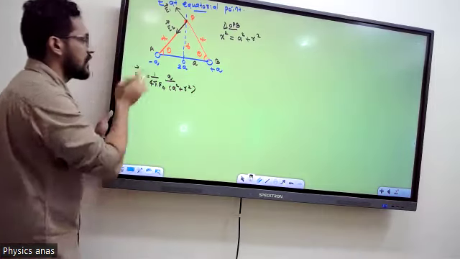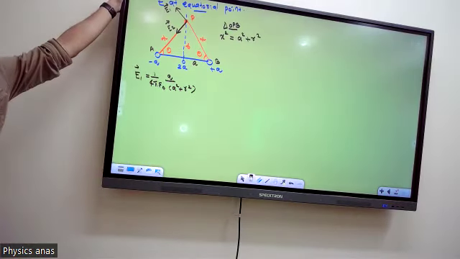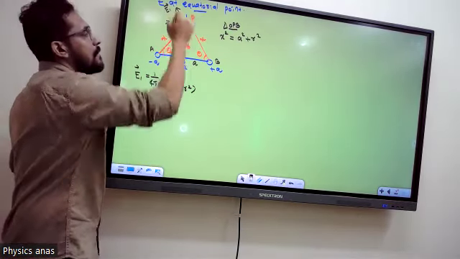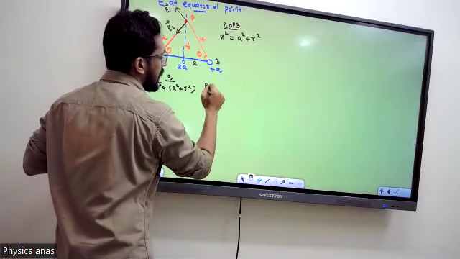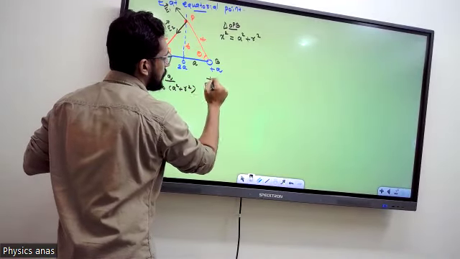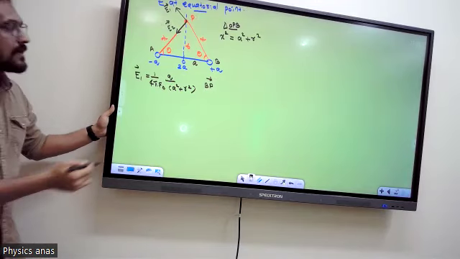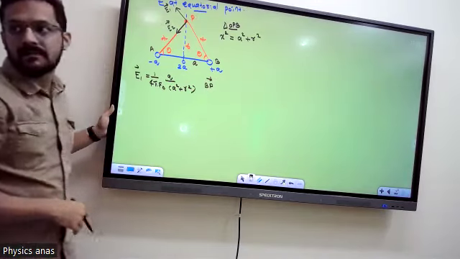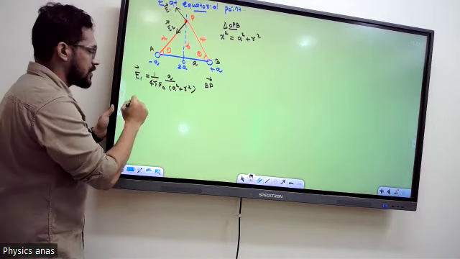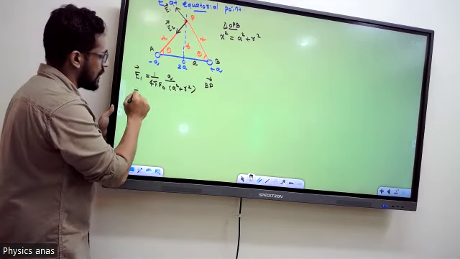A square plus r square will be x square, and it is acting along BP. Then E2. Write the equation for E2.